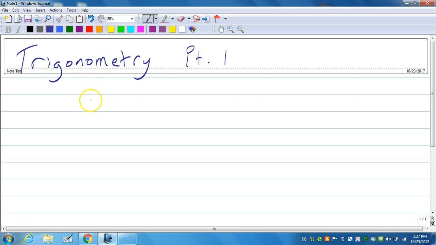Trigonometry Part 1. Trigonometry, like the Pythagorean theorem, only works with right triangles. And before we get started on all the definitions and keywords, we first need to go over some keywords. So there's a right triangle.